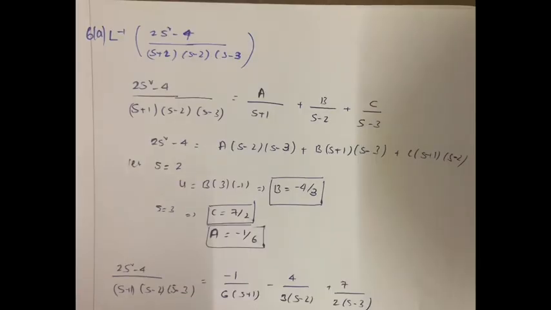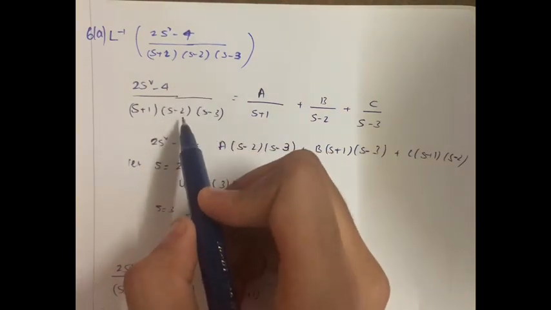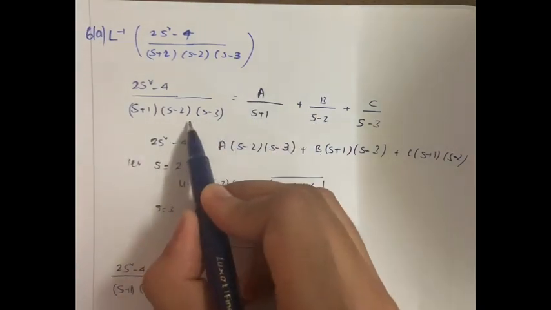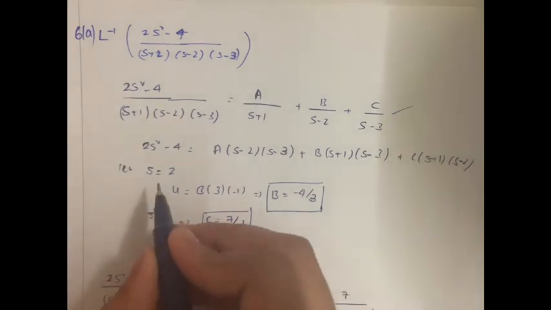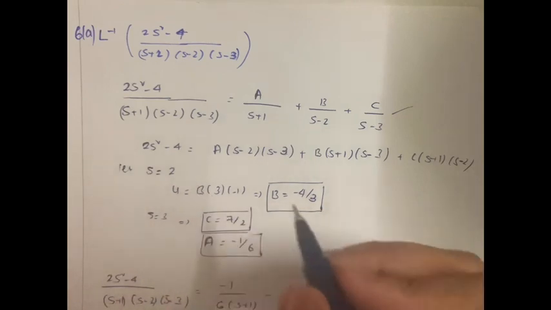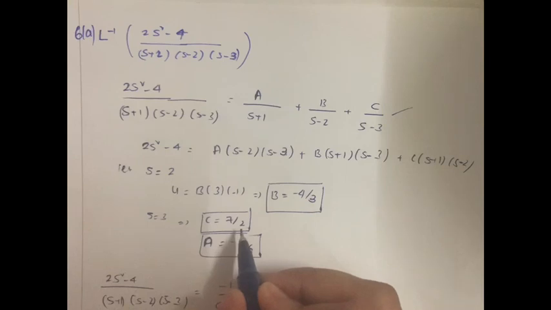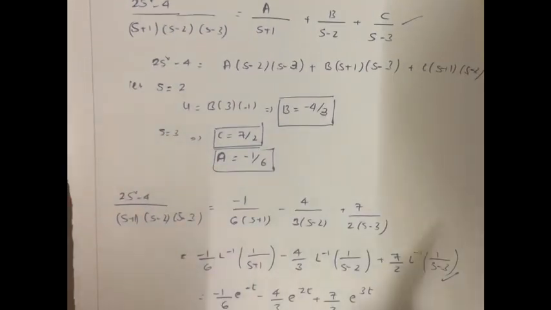For 6a, find the Laplace inverse of (2s square minus 4) by (s plus 1) into (s minus 2) into (s minus 3). Here, first we need to solve this into partial fractions. This can be written as a by (s plus 1) plus b by (s minus 2) plus c by (s minus 3). In order to find the values, take s equal to 2, then we'll get b value as minus 4 by 3, and for s equal to 3, we'll get c value as 7 by 2, and the other way a value will be minus 1 by 6. Substitute these values here, then we'll get this equation.